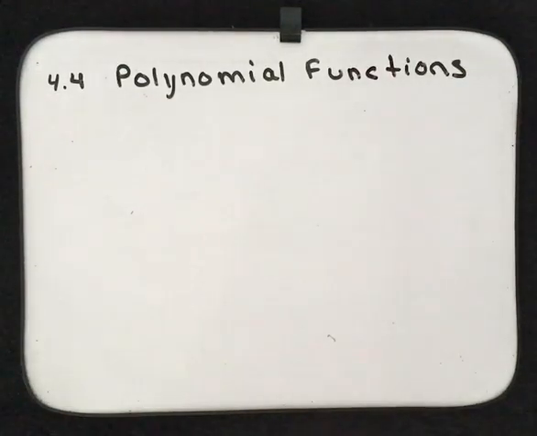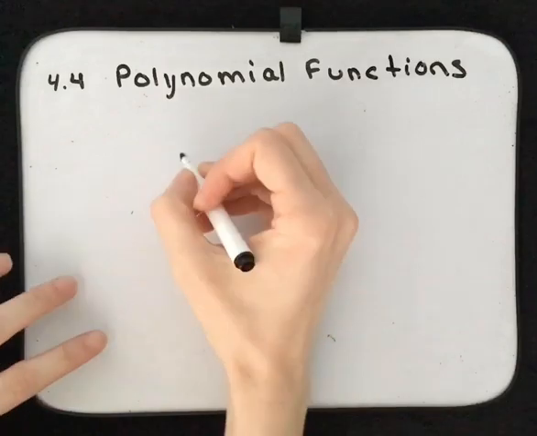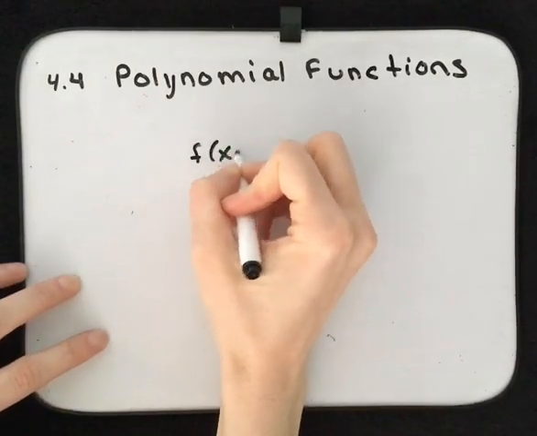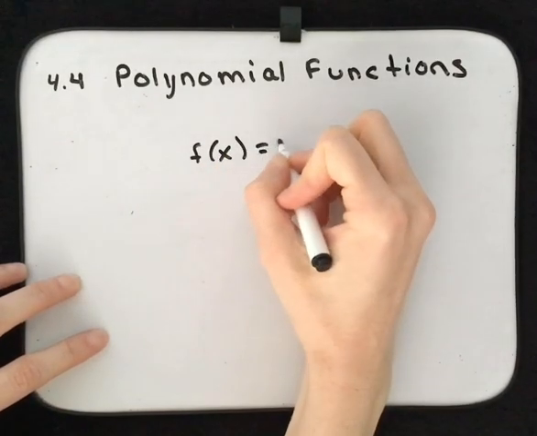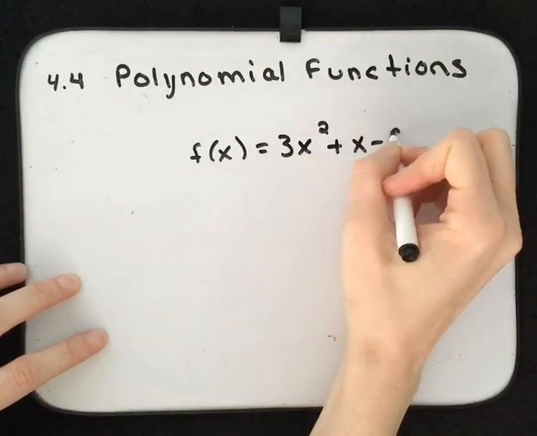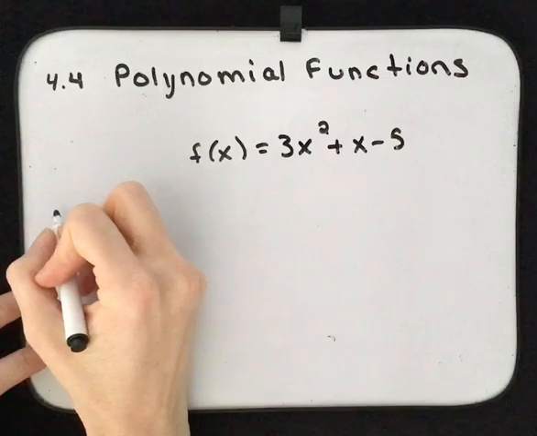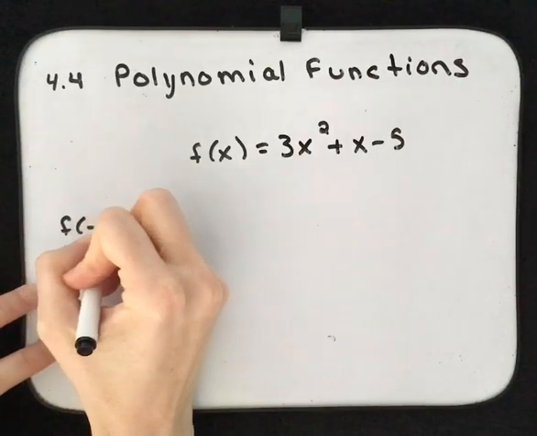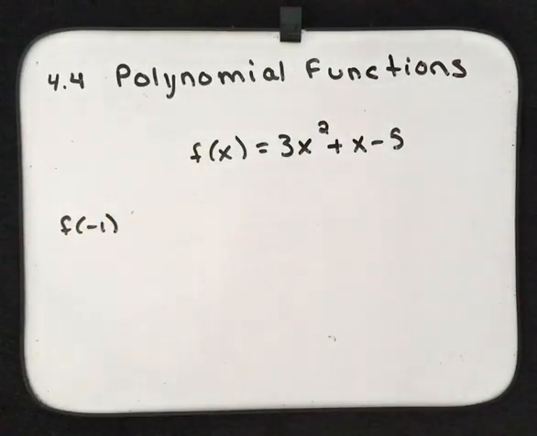Let's look at polynomial functions. So say we are given the function f of x equals 3x squared plus x minus 5. And let's say that we're asked to find f of negative 1. What that means is we look for the function named f.